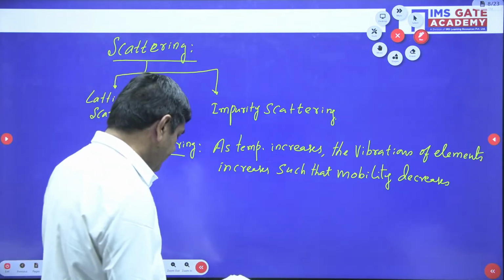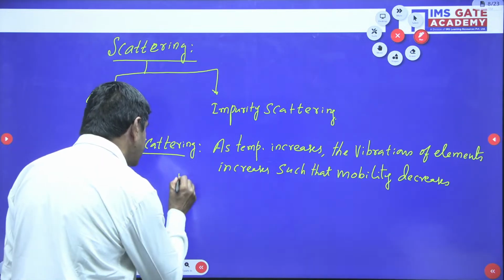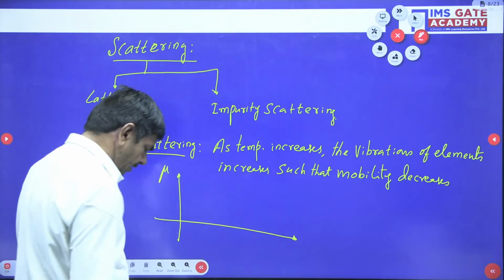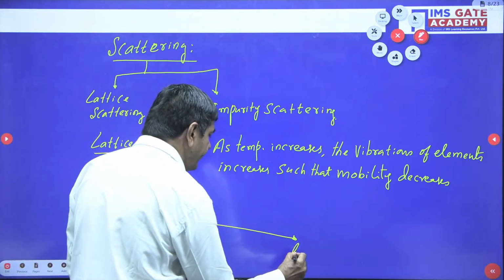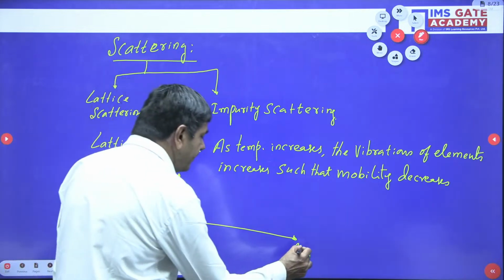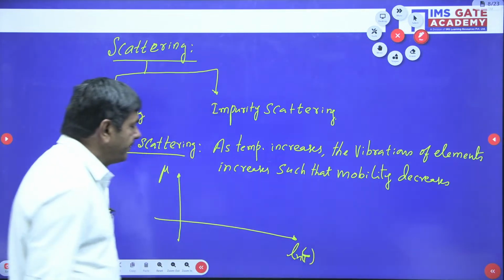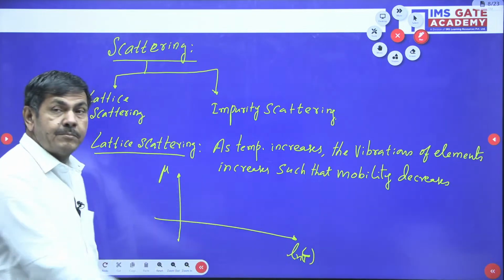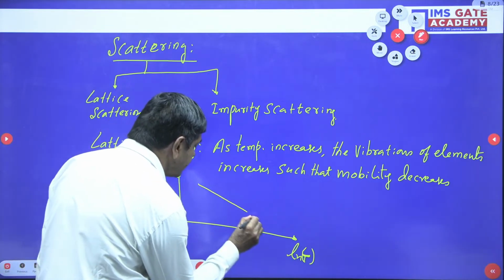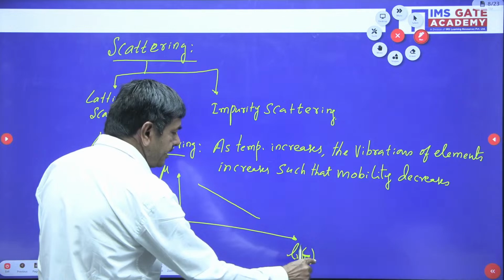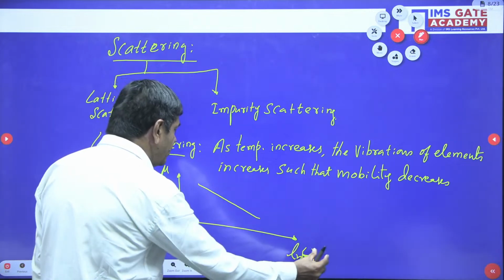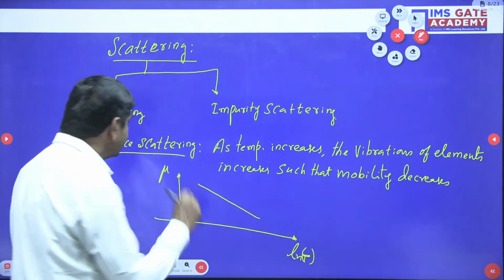So a graphical curve is given for that. I have taken mu, mobility, versus ln of t. Whenever the temperature is increasing more and more, mobility decreases, as I said, and the curve comes in a shape like this. When the temperature is increasing, natural log of t increases, and mu also decreases. That is lattice scattering.